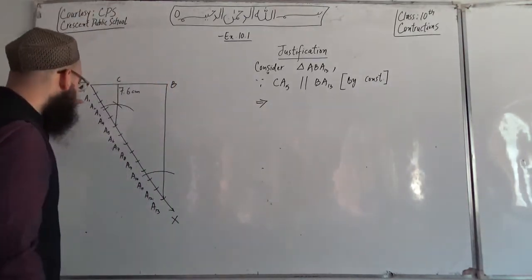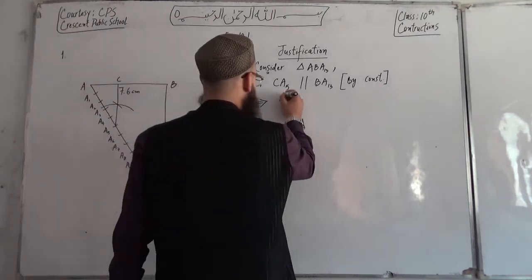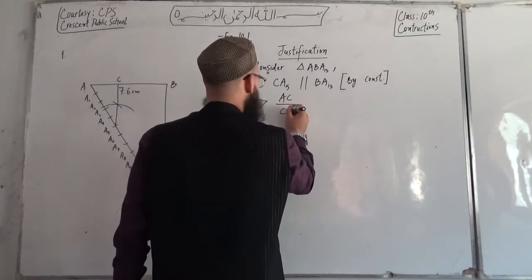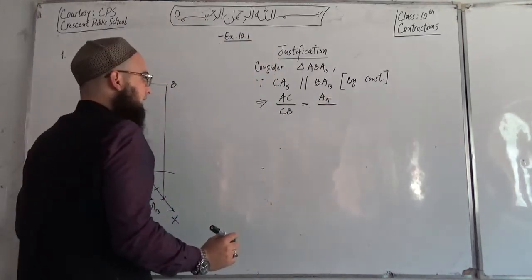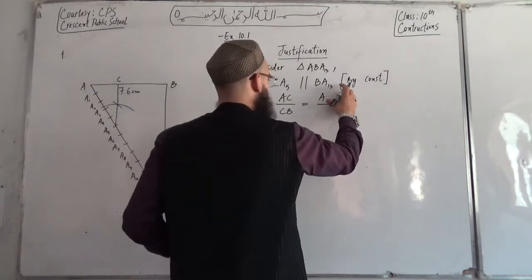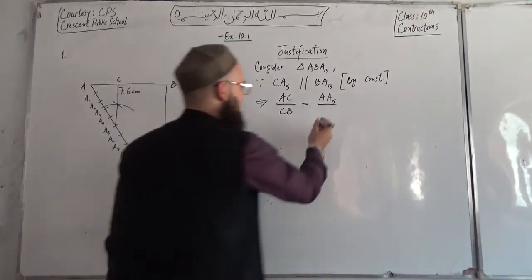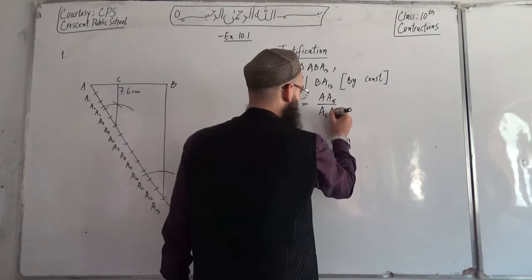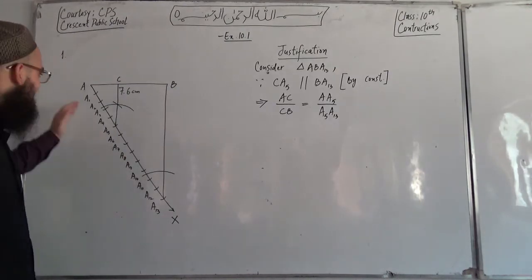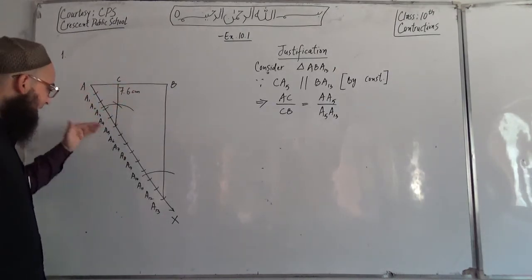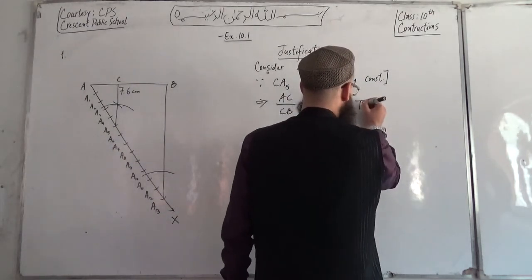Which implies that, in that case I can say AC by CB is equal to AA5 by A5A13. Simple basic proportionality theorem, or you can say Thales' theorem. AC by CB is equal to AA5 by A5A13. The reason for this is Thales' theorem.